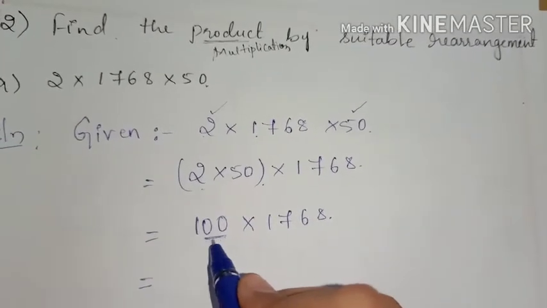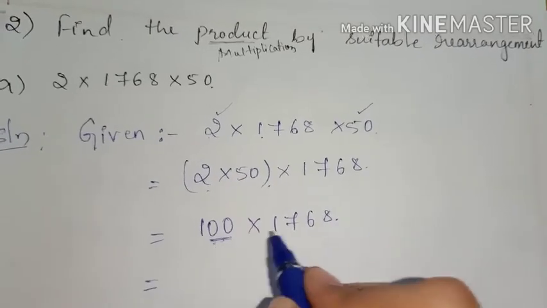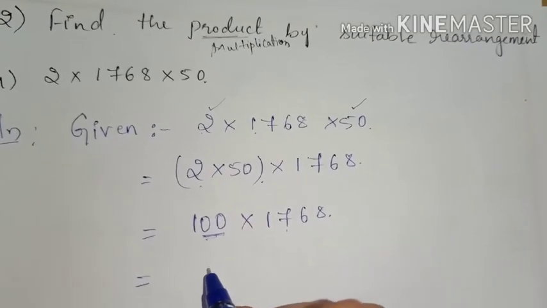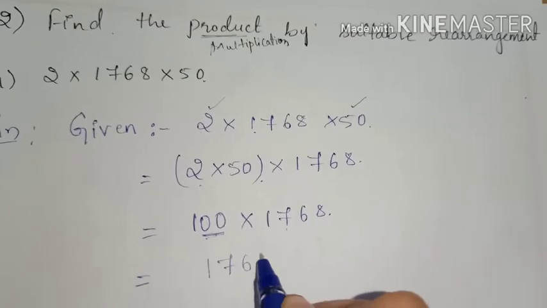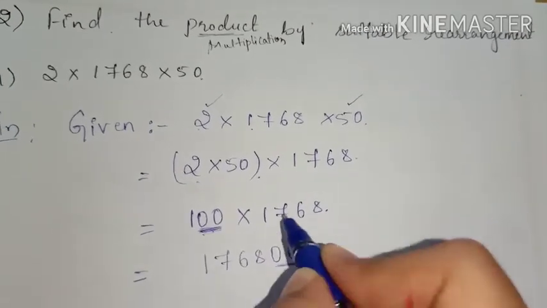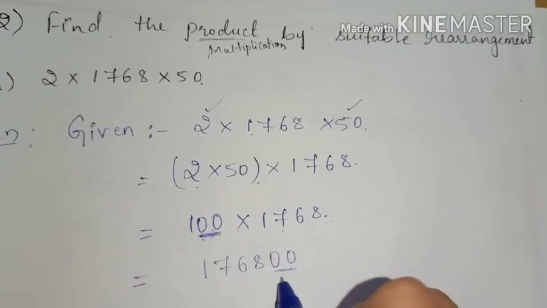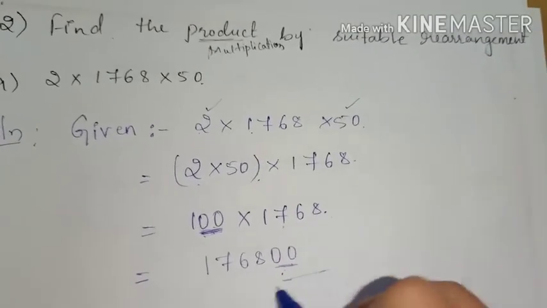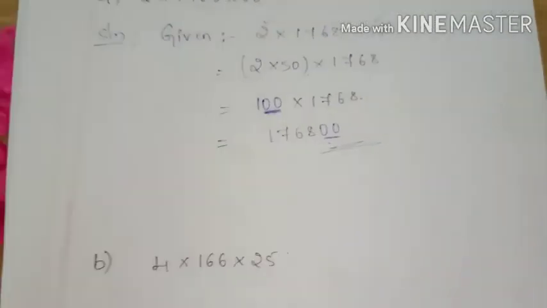So just 100 into 1768 is 1768 and 2 zeros. These 2 zeros. Okay, the same number with 2 zeros. This is your answer.